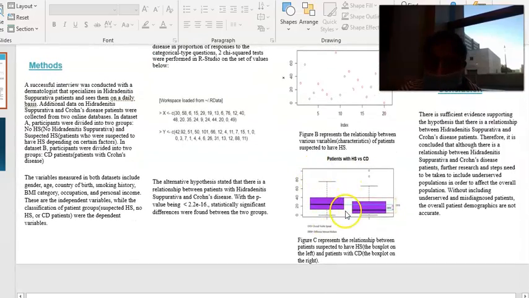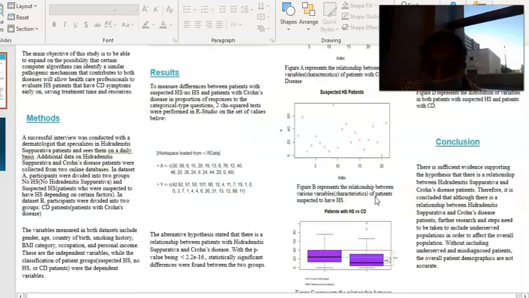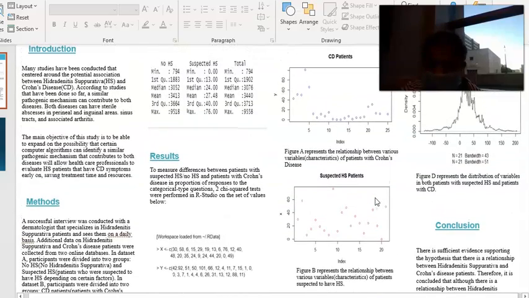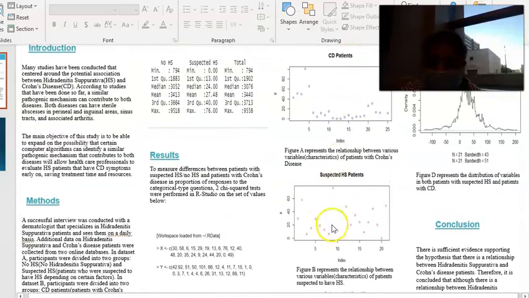And this box plot represents patients with HS versus CD. So the box plot on the left represents patients suspected to have HS, and the box plot on the right represents CD patients. And because of the limitations of RStudio, I couldn't combine the two scatter plots.